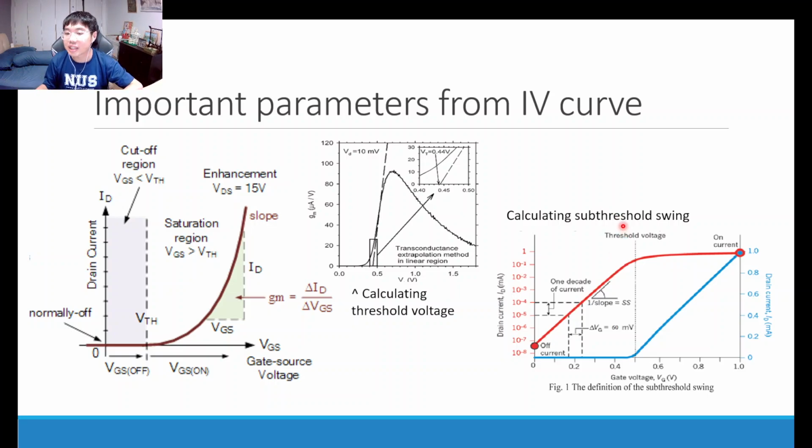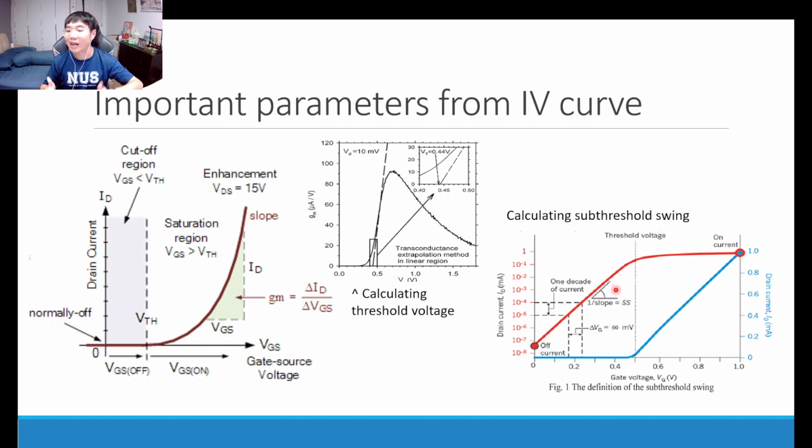To actually calculate subthreshold swing, we plot the drain current in a logarithmic scale. Right here, over here in red, you see it's a logarithmic scale. So the difference between, let's say, 10 to the power minus 5 and 10 to the power minus 4 is often called 1 decade of current, because it's 1 unit in log base 10. So it's called 1 decade of current. So 1 over the slope of this graph in logarithmic scale in the region before the threshold voltage, known as the subthreshold region, 1 over the slope is known as the subthreshold swing.